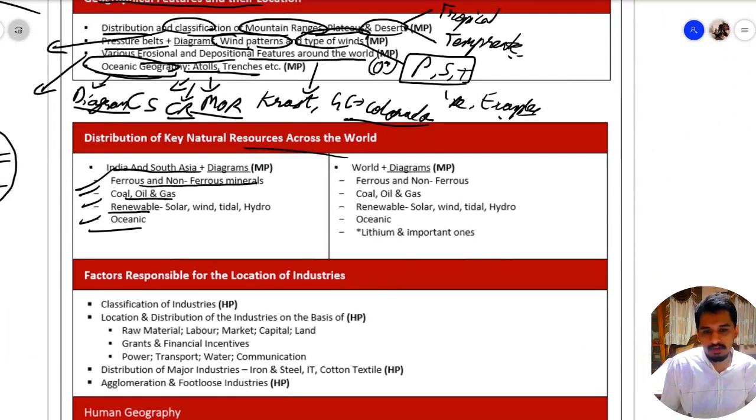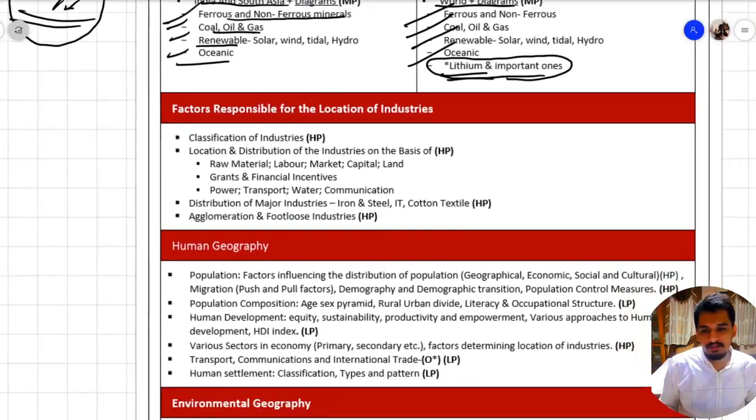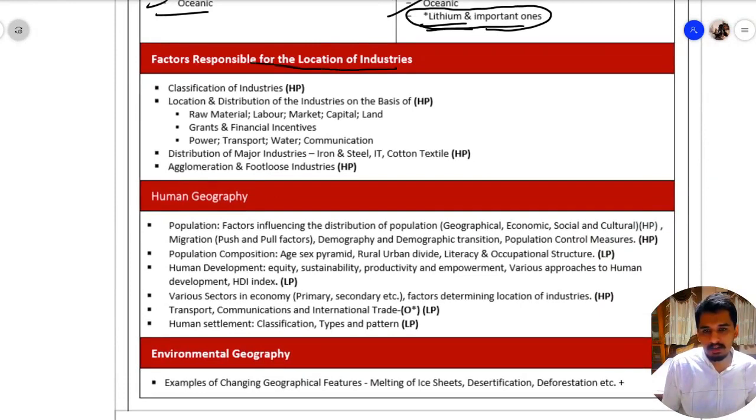And similarly for the world also, you should know where ferrous and non-ferrous minerals, coal, oil and gas, renewable and oceanic resources are found. And you should also keep a tab on new and emerging resources such as lithium, which nowadays is becoming more and more important as a mineral. Then we have factors responsible for the location of industries. In this we have classification of industries, how industries are classified: primary, secondary, tertiary. Then we have labor intensive and capital intensive. These are some of the classifications. Then we have location and distribution of industries, on the basis of what factors affect the location and distribution of industries.